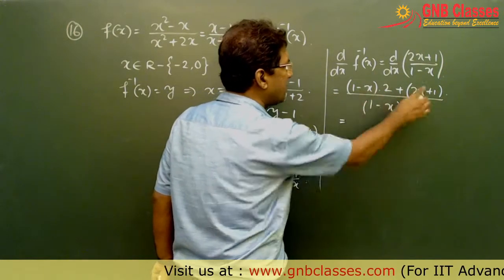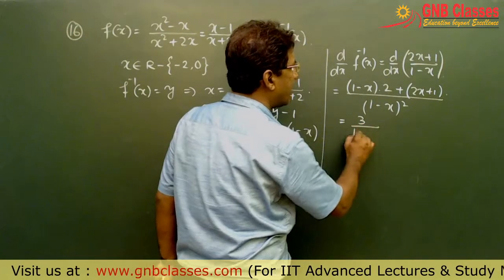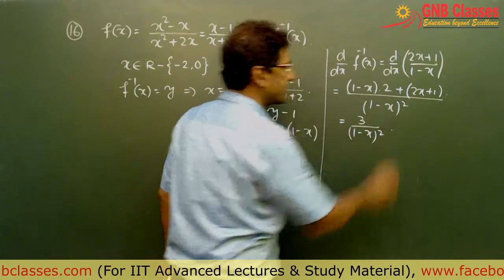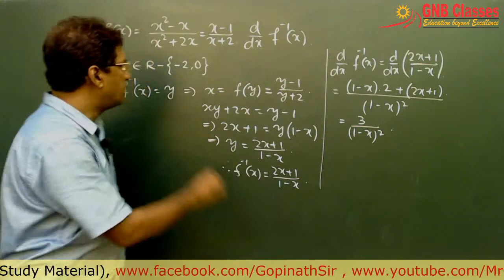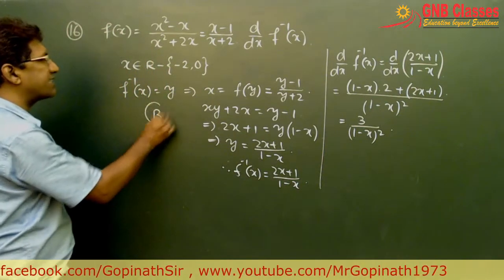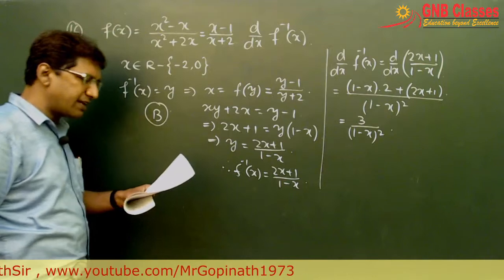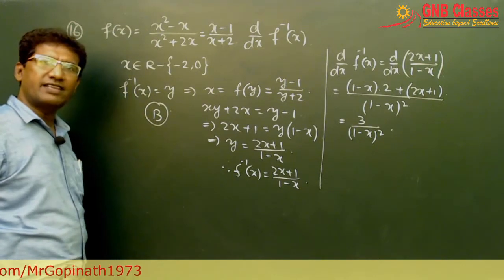So if I open the bracket, we are going to get 3/(1 − x)². Is it clear? Therefore, our option B is correct for question number 16. Option B is correct for question number 16. Is it clear to all of you?